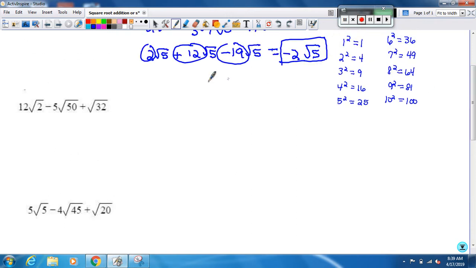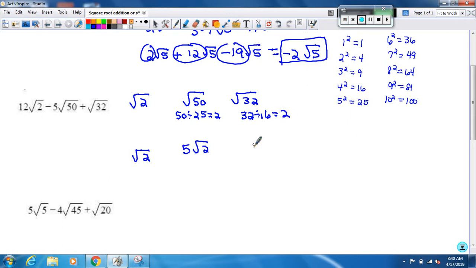Okay, the next one, I have a square root of 2, a square root of 50 and a square root of 32. So square root of 2 cannot be simplified, so just bring it down. We can't do anything with it. Square root of 50, 50 divided by 25 equals 2. So that goes under the radical, and since I divided by 25, the number out front, the 5, stays out front.